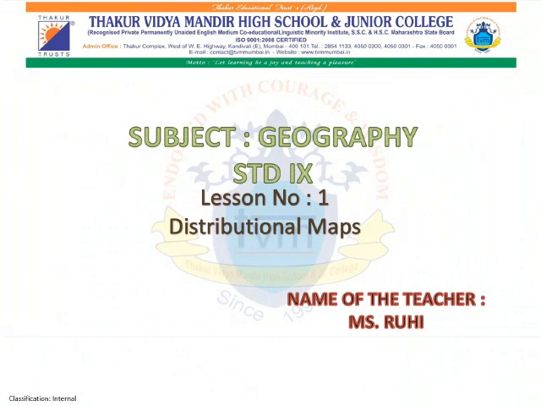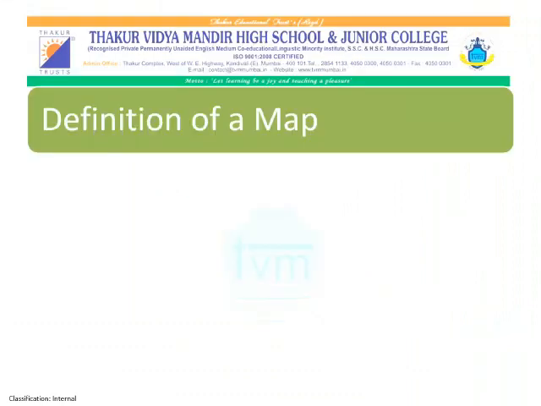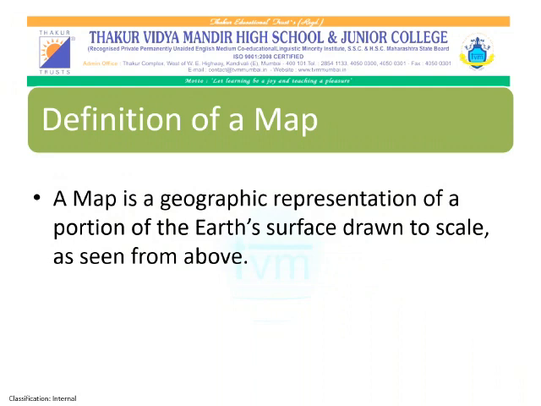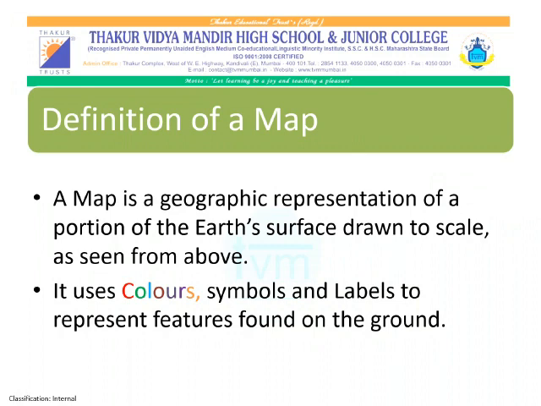Hello students, today we are going to study lesson number 1 of standard 9th, distributional maps. Students, you have studied district, state and country maps in the earlier classes in environmental studies and geography. First, let us revise the definition of a map. A map is a geographic representation of a portion of the Earth's surface drawn to scale as seen from above. It uses colors, symbols, and labels to represent features found on the ground.